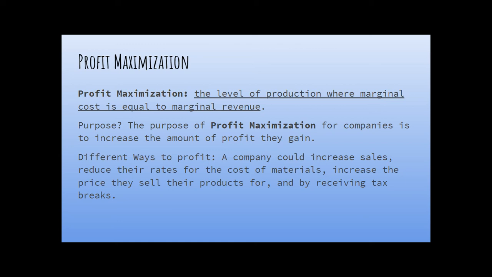They're increasing their prices and receiving tax breaks. Companies can receive tax breaks, different loopholes, different ways, and it would save them money quarterly, so that they have more money to go into their pockets.